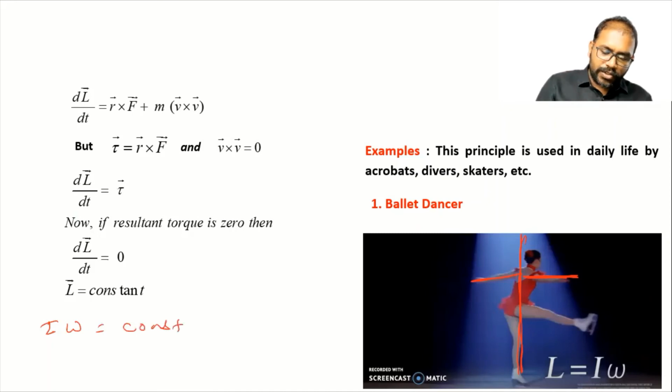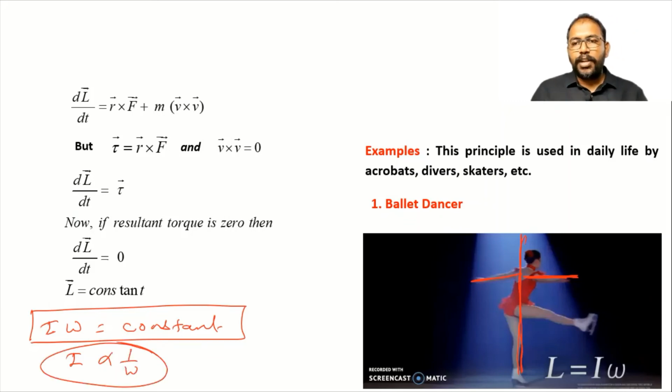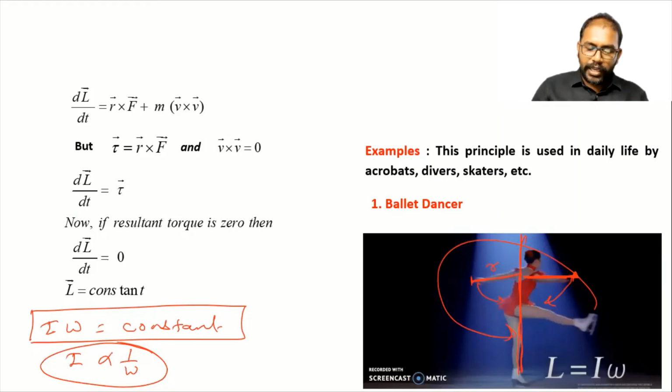Now see here, conservation of angular momentum: I omega is constant. It means that I and omega are inversely related. The larger the moment of inertia, the smaller the angular velocity. When the ballet dancer's hands are outstretched, this distance r is larger, so I is larger. If I is larger, then omega, the speed of rotation, is smaller. As suddenly the dancer folds her hands, then what happens? The angular speed of the body increases.